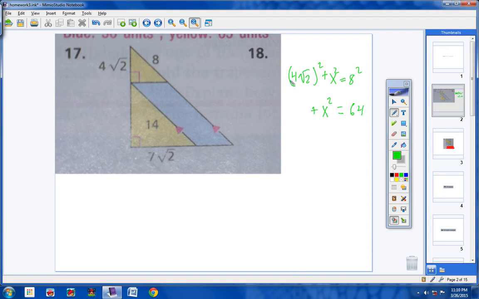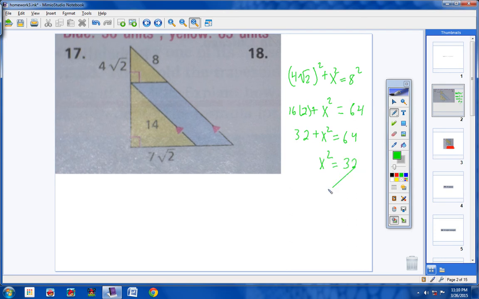4 square root of 2, you square the 4, that's 16. You square the square root of 2. Anytime you take the square root of 2 and square it, you get the number on the inside. So that's 2. So 16 times 2, you end up with 32 plus x squared equals 64. Okay? So subtract 32 from both sides, and you end up with 32.